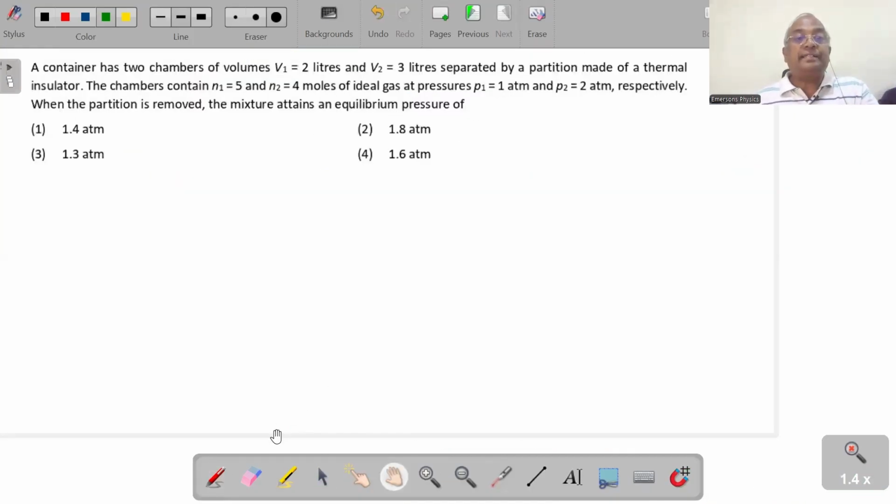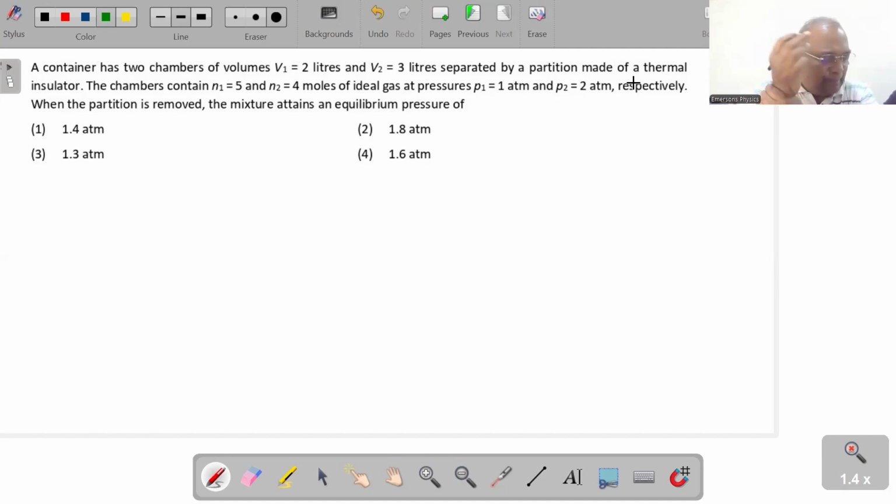A container has two chambers of volume V1, V2 separated by a partition made of thermal insulator. The chambers contain N1 and N2 moles of the ideal gas. P1 and P2 are the pressures of these chambers. When the partition is removed, the mixture reaches an equilibrium pressure. What is that equilibrium pressure?